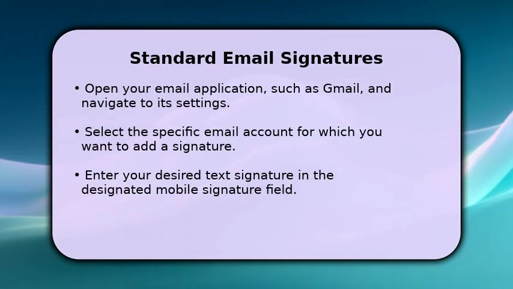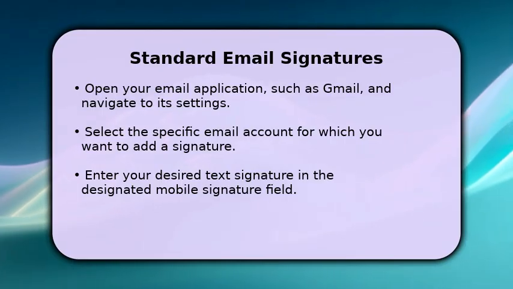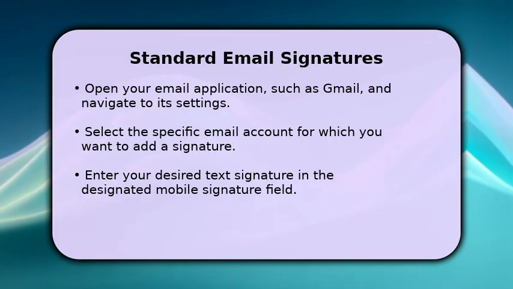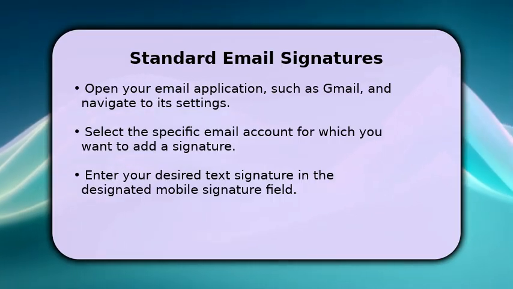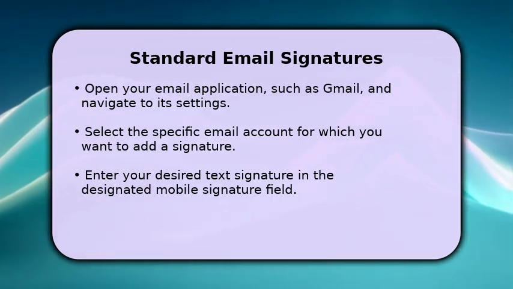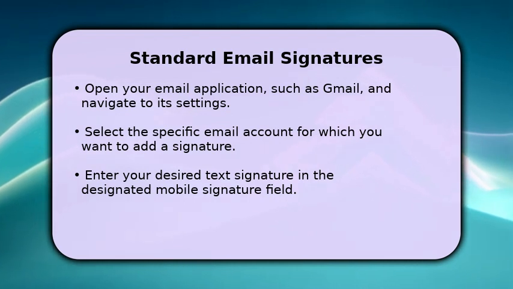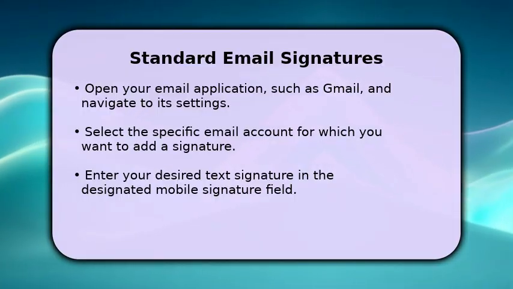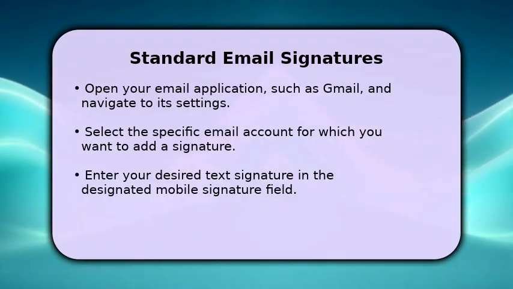Beyond signing documents, you can also set up a standard email signature for all your outgoing messages. Simply open your email app, like Gmail, and go into its settings. Choose the specific email account you wish to modify. Then, find the mobile signature option and type in your desired text, perhaps your name and contact information. Save these changes, and your new signature will automatically appear in every new email you compose.